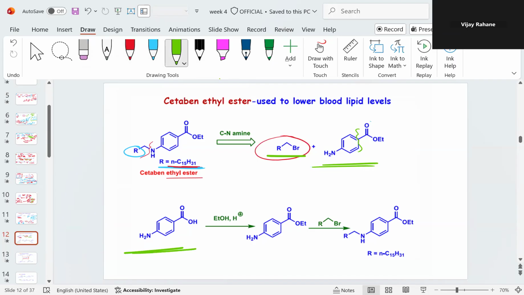This commercially available amino acid, we can do the esterification. Sorry, this is the acid. We convert it into the ester, and this ester on further reaction with this alkyl bromide gives the formation of this ethyl ester. So that's our target molecule. Just a two-step synthesis gives this commercial drug candidate.